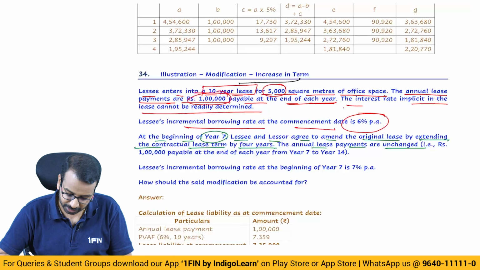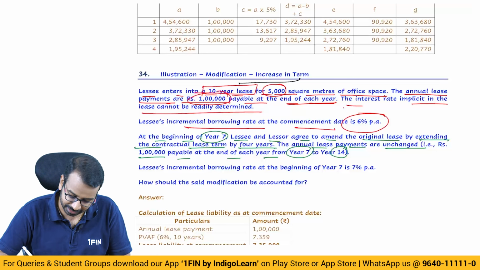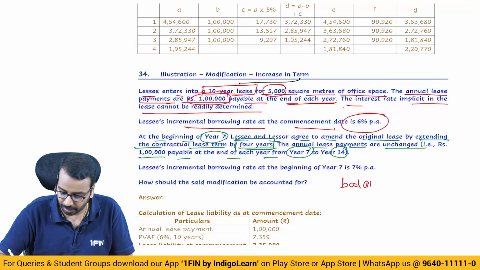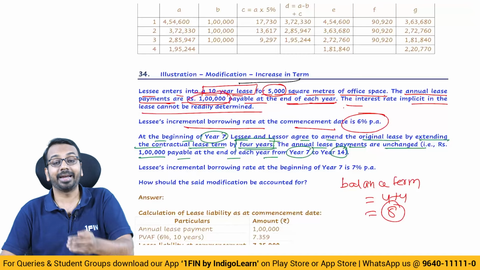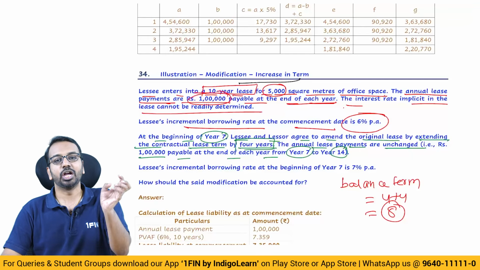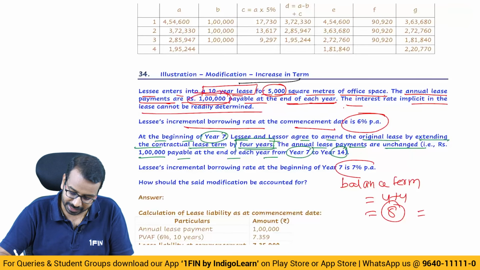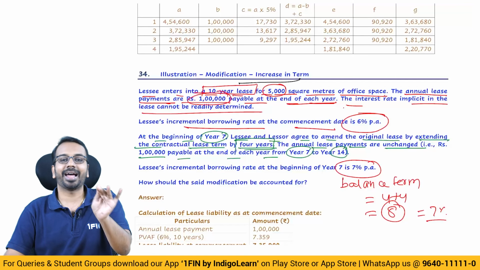Okay. Rupees 1 lakh payable at the end of each year from year 7 to year 14. So, what has happened? 6 years have gone by and they are extending it by 4 years. So, what is the new term or balance term? Balance term is equal to 4 plus 4, that is equal to 8 years. Now, at the end of year 6 or at the beginning of year 7, we have a lease liability to be computed for 8 years and the applicable rate is 7%, which is the new rate. So, we will take 1 lakh for 8 years at 7%.